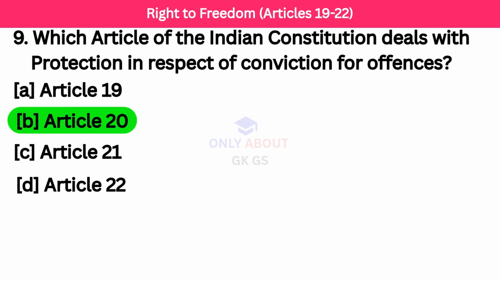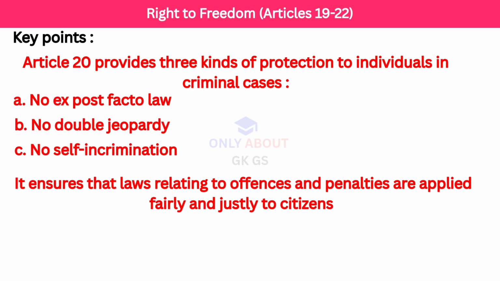Correct answer, Article 20. Article 20 provides 3 kinds of protection to individuals in criminal cases: no ex post facto law, no double jeopardy, no self-incrimination. It includes that laws relating to offences and penalties are applied fairly and justly to citizens.